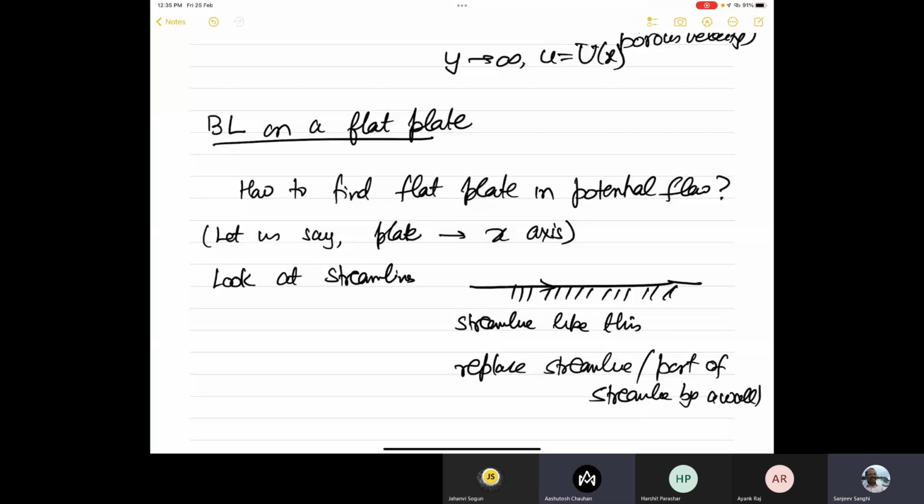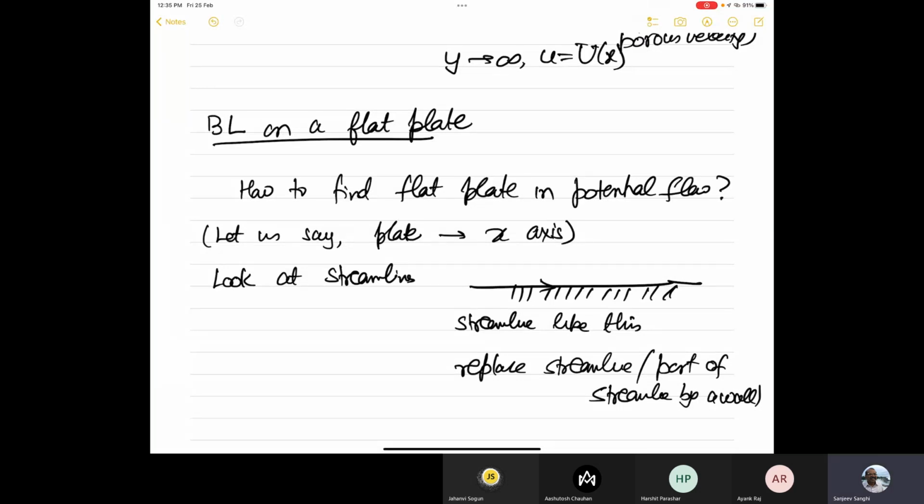Is this clear? So in the case of a porous wall, this will also be valid. A porous wall will be slightly more complex, because then you have to find a potential flow which gives you a v component of velocity at the porous wall. Yes, sir. So you'll have to find some sort of a flow past a porous wall.